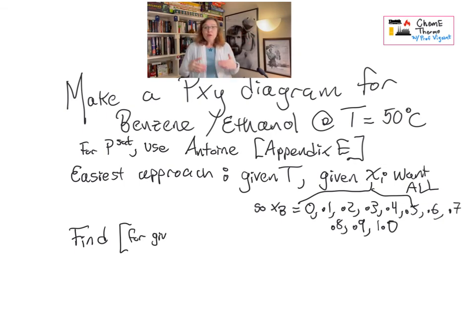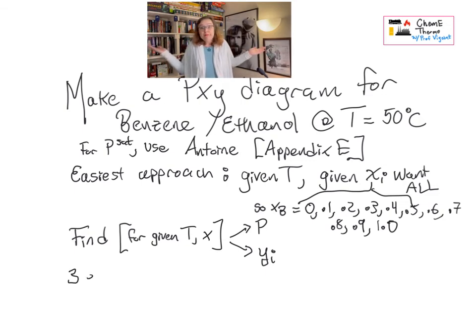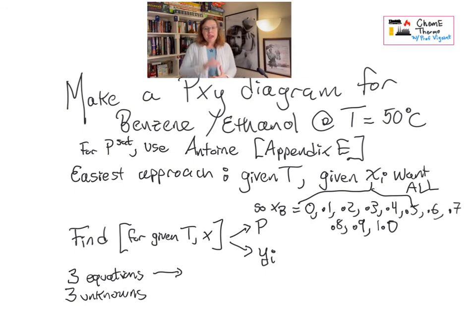So for a given temperature, which is always going to be 50 degrees C, and whichever one of the X's you happen to be working on, you are going to be solving for P, the overall pressure, which we don't know. So that's an unknown. And you're also going to be solving for the matching vapor phase mole fractions that go with that pressure. So you've got three equations and three unknowns.